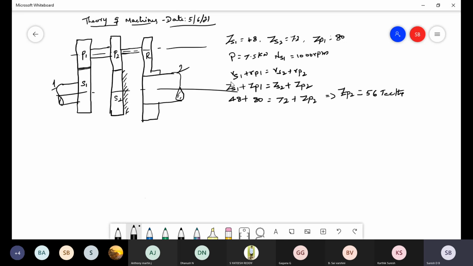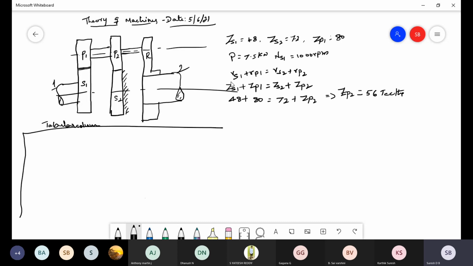Once you find the number of teeth, by using the tabular column method, you can find out the torque required to hold gear number 2. We go for the tabular column, and you can write all the data.